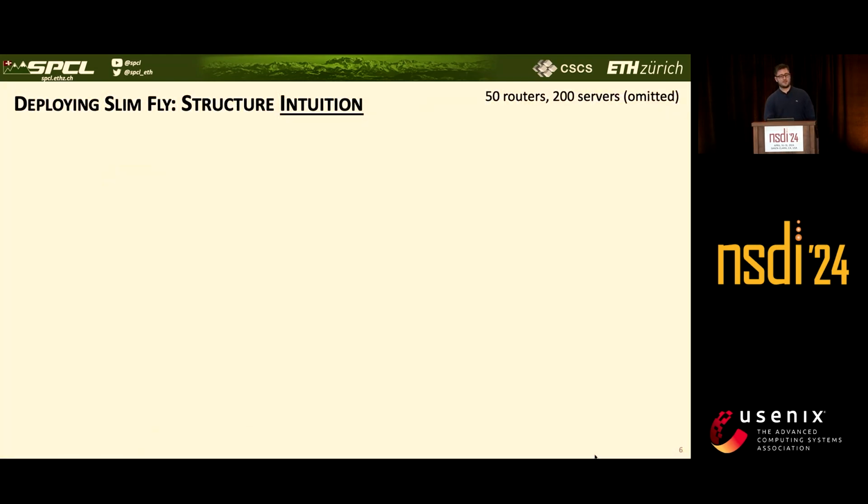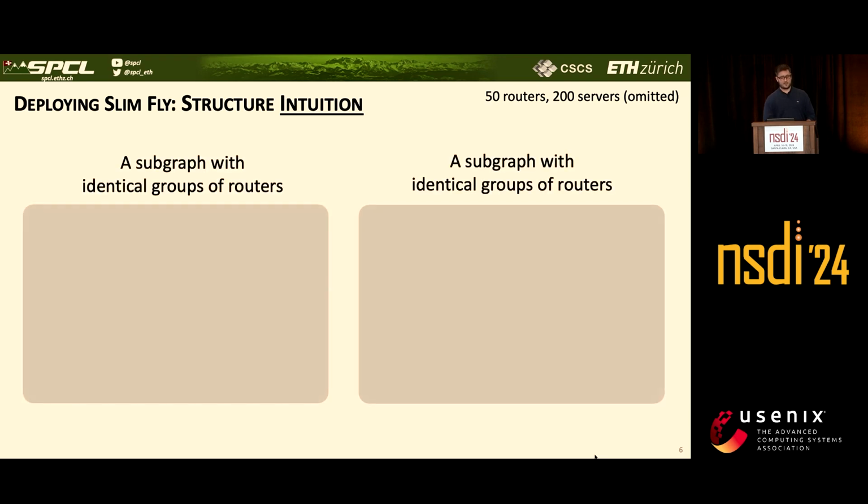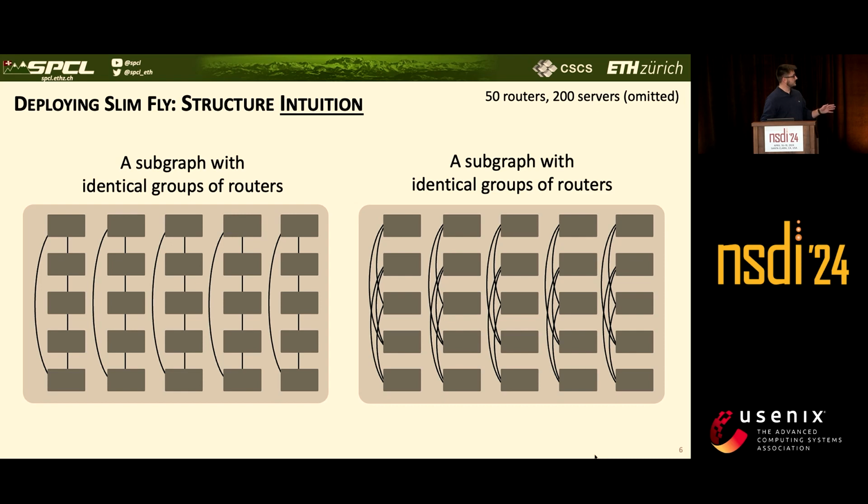So let me give you an intuition of the structure of SlimFly. Right, I'm not going to go into the mathematical details, but show you how this looks from an intuitive point of view. So what we have is 50 routers and 200 servers. The servers are omitted in this picture. And these can be grouped into 2 subgraphs. So each of these switches belongs to one of 2 groups, and these groups can be created into 2 subgraphs here on the left and right-hand side, which have identical intragroup connections, right? So they're identical. And there's no wires or connections between groups of the same subgraph.